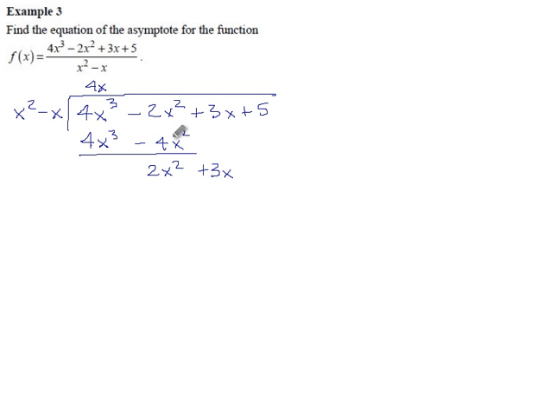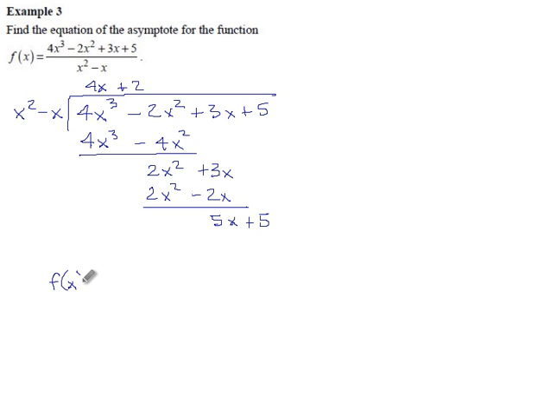X squared goes into 2x squared twice. 2 times x squared, 2 times negative x. Subtract, those go away. 3x minus negative 2x gives us 5x plus 5. And we can't go any further because x squared won't go into 5x plus 5. So that's our finished form.